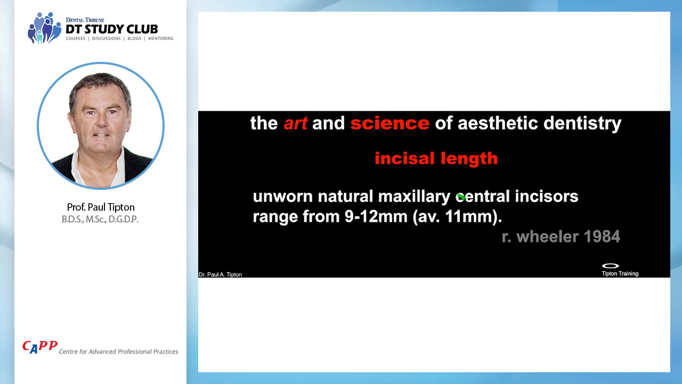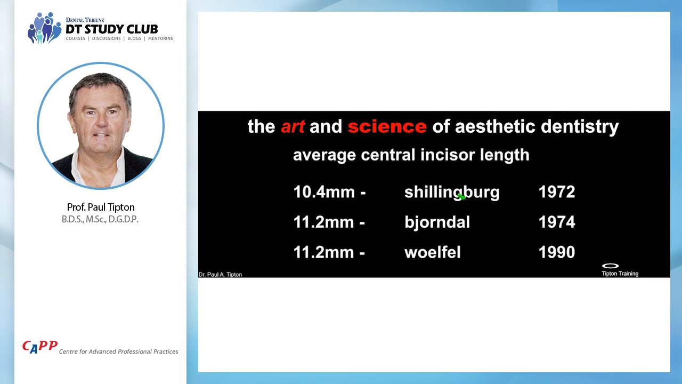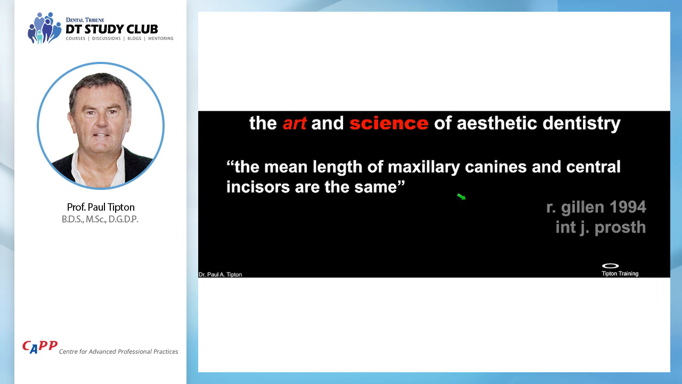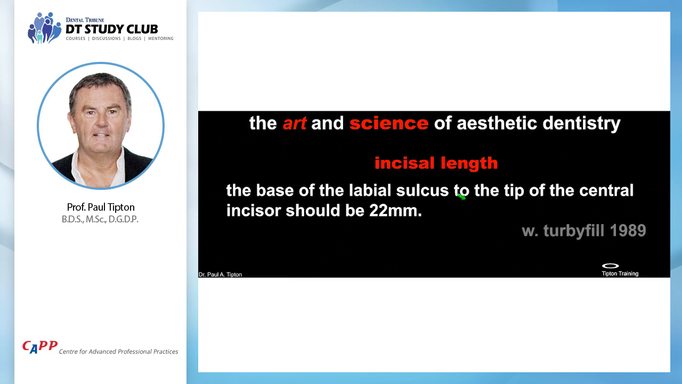Next thing to look at, incisal length. How long should central incisors be? Well, they range from 9 to 12 millimeters. You look at different studies, 10.4 to 11.2. What else do we know about them? The maxillary canines and central incisors are the same length. They're at a different level, but they're the same length. So if we're ever missing centrals, measure the length of the canines. That's what we're looking at here.